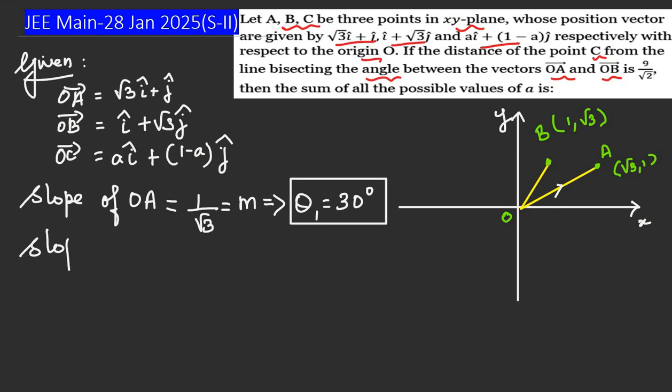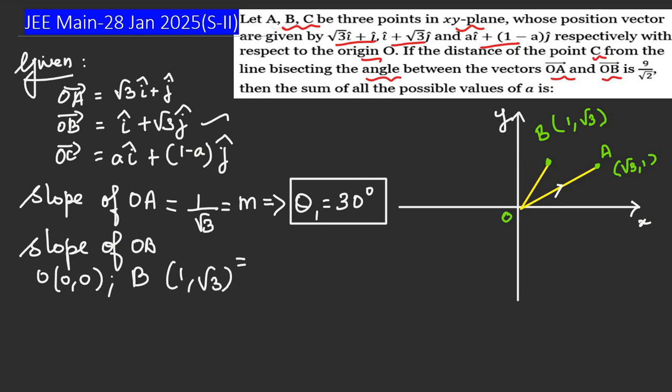Similarly, we find the slope of OB, where O is the origin and the coordinates of B are (1, root 3). The slope will be root 3 minus 0 divided by 1 minus 0, which gives us root 3. Tan theta is equal to root 3, where theta is tan inverse of root 3, which gives me theta is equal to 60 degrees.